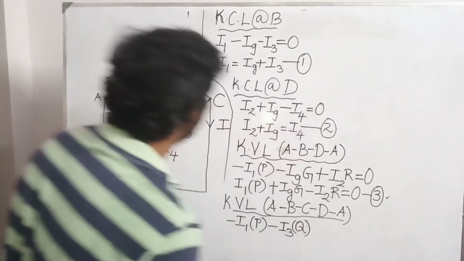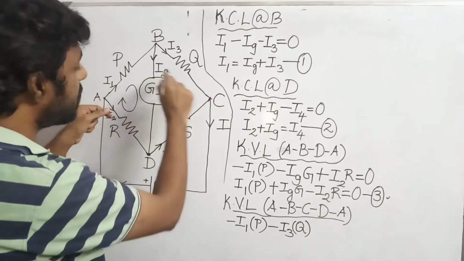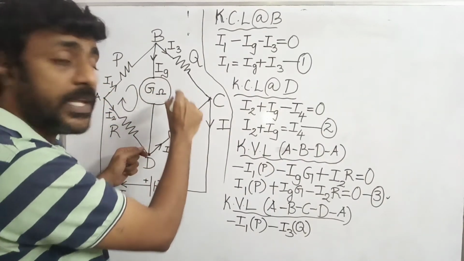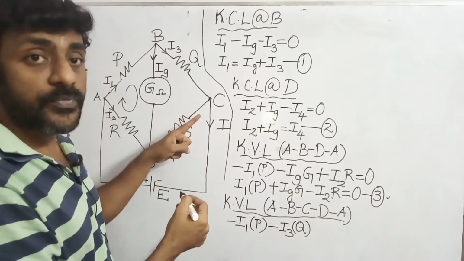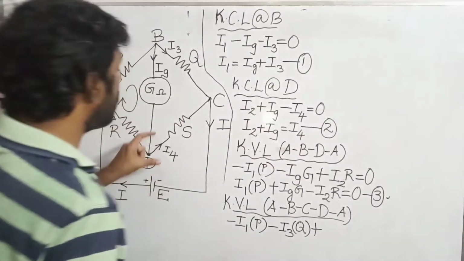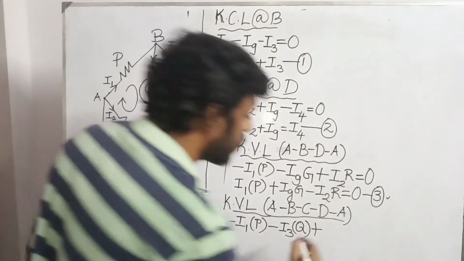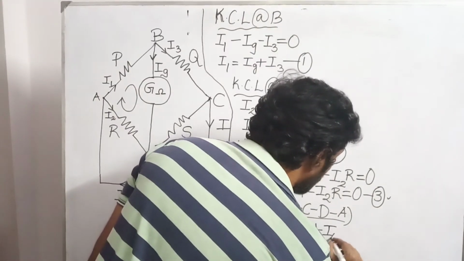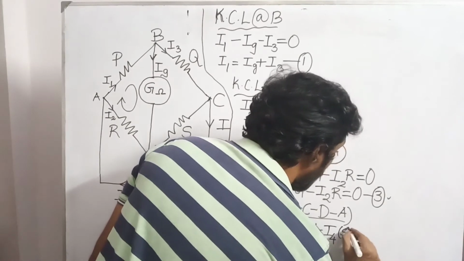That will be minus I3 into Q. While moving in the clockwise direction, I happen to encounter a current that is moving in the opposite direction to the direction of my travel. So I introduce a positive sign here and multiply the value of current along with the value of resistance. That will be I4 into S.